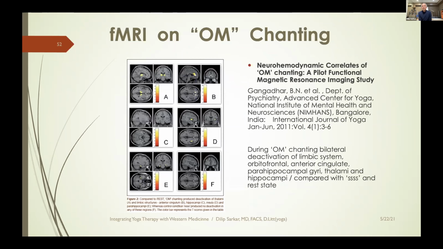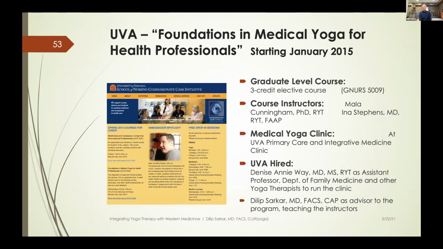This is a functional MRI showing Om chanting, and this is from Gangadhar's paper. This is from NIMHANS, a very famous institute in India. They're showing that your brain has a frequency, and when you create a frequency, either with the sound of Om or with Bhramari Pranayam, the bumblebee breath, the two frequencies cancel and interact. It's like a harmonic resonance, and it really quiets down the brain function and activity.